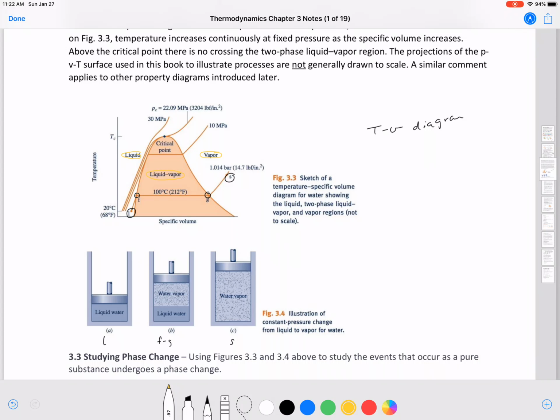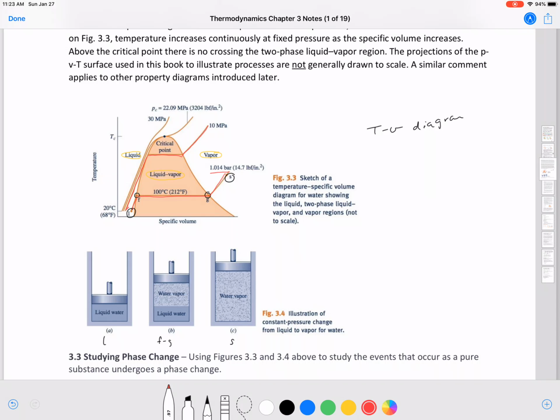And we have the isobars, so this is all given pressure. This line is a pressure of 1.04014 bar, and this line is a line of 10 megapascals. It's an isobar, so all along this line has the same pressure, and so on. We have the 30 megapascals and the 22.09 megapascals. This is the critical point, and we can see the critical temperature.